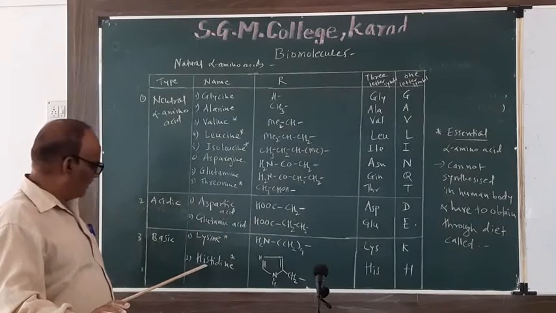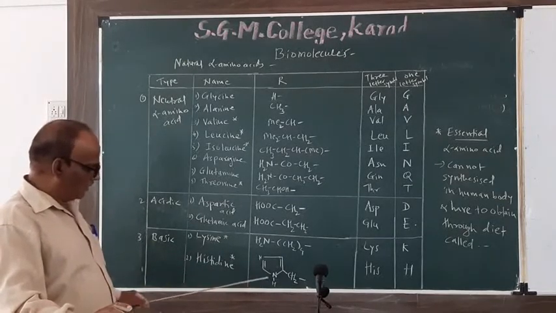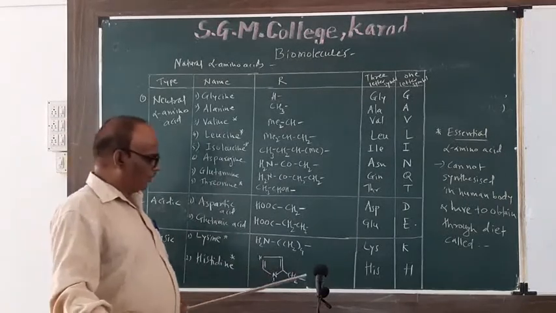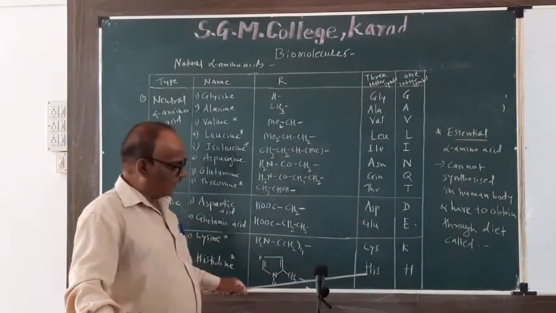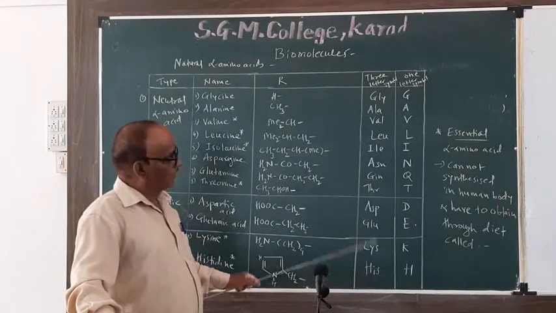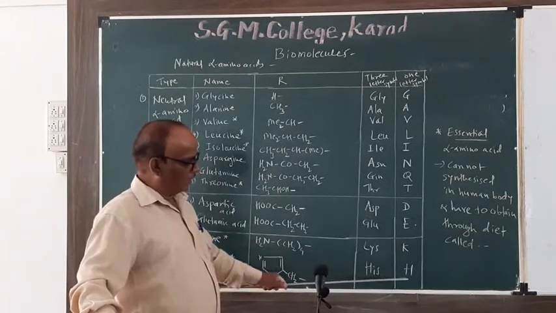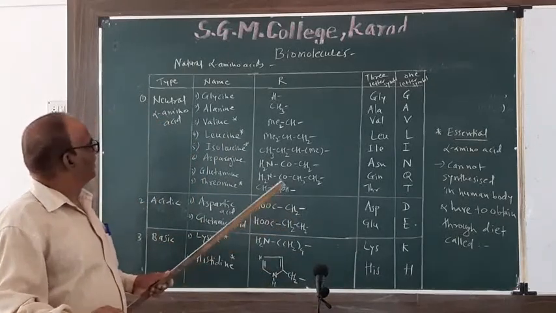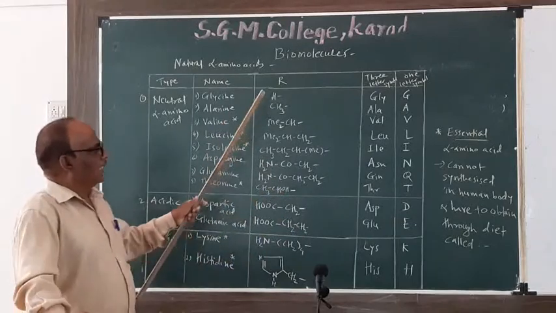And the last one is histidine. Histidine is also basic because NH groups are present in R. In histidine, the first three letters are HIS. This is the three letter symbol, and the one letter is H. The first letter H is taken for the one letter symbol. So these are some natural alpha amino acids and they contain R.